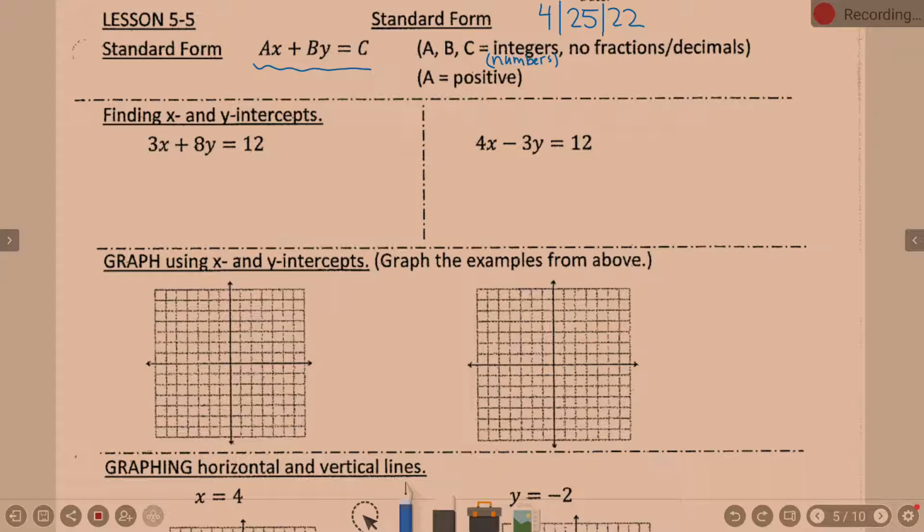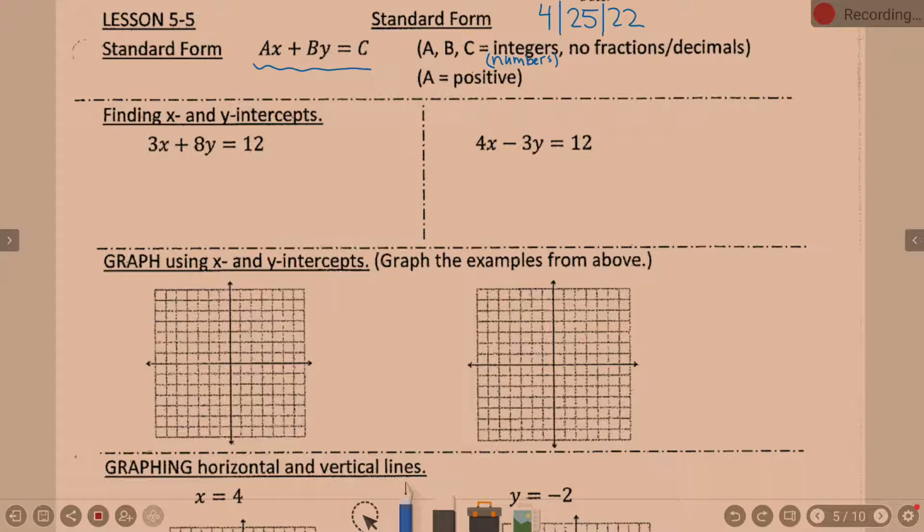Now, two basic things. One, standard form is great for finding x and y intercepts, which is an easy way to graph. And then the other thing we're going to practice is just how to get a line in standard form. So, what do I mean when it says find x and y intercepts? I don't expect you to know how to find them, but what are x and y intercepts?